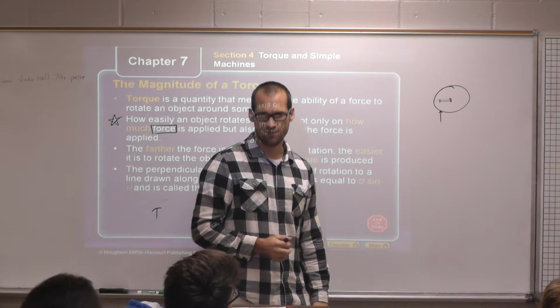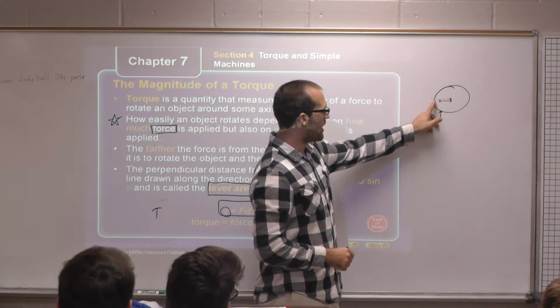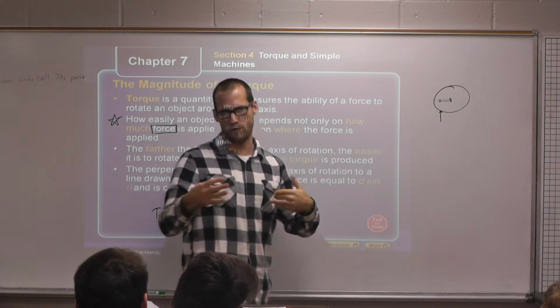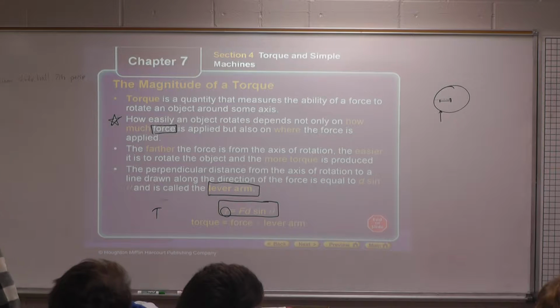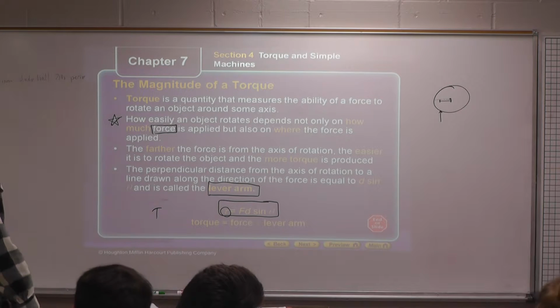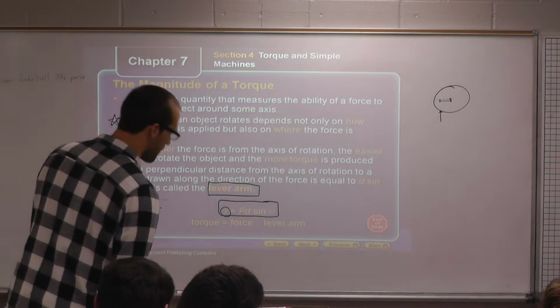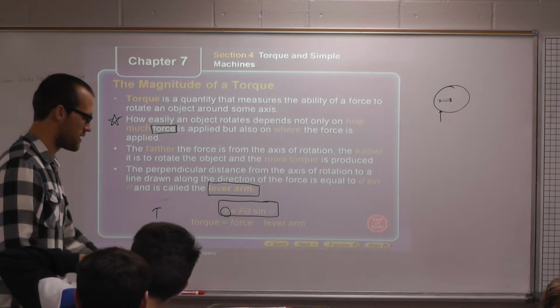Now, if I were to apply a force right on the outside, then your lever arm would be that complete radius. It's just by definition going to be the distance from where you're applying the force to your central pivot point. And it'll make more sense as we progress here.